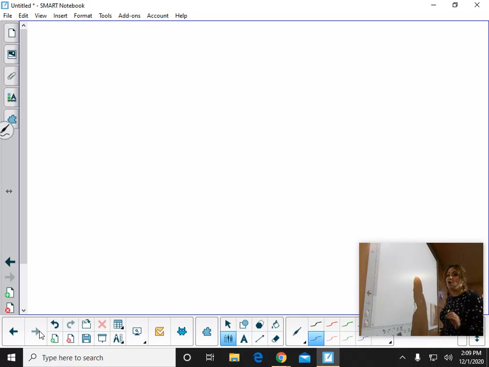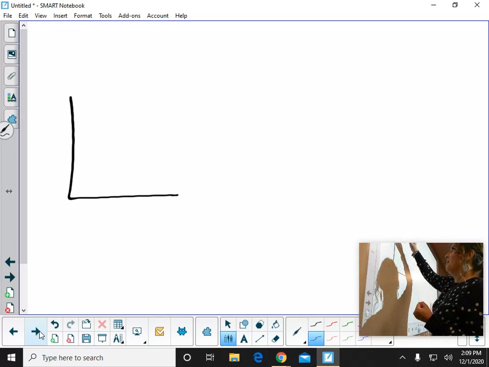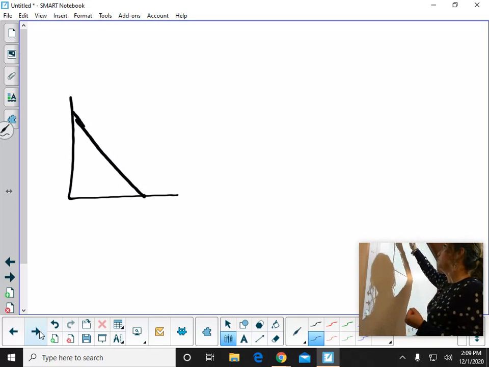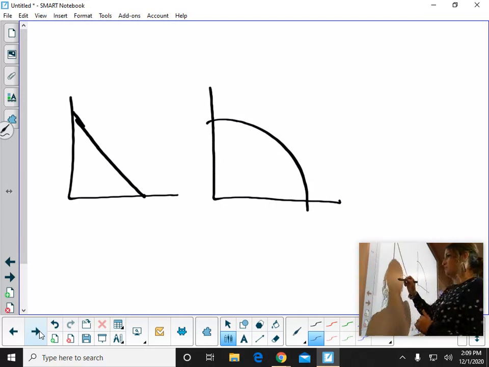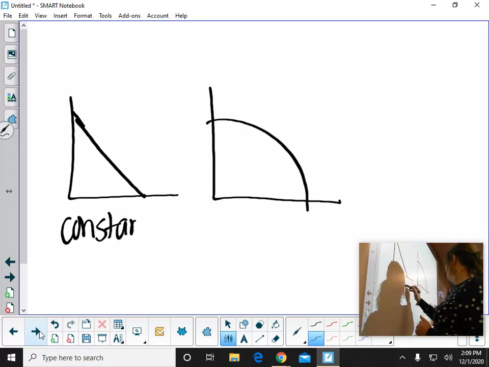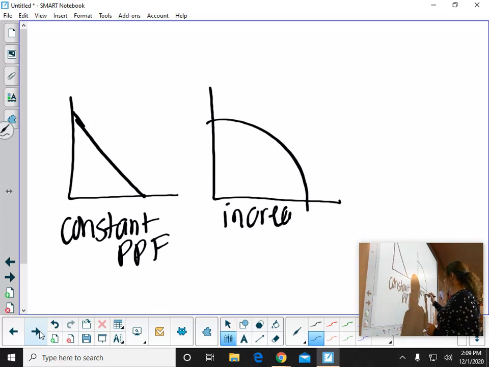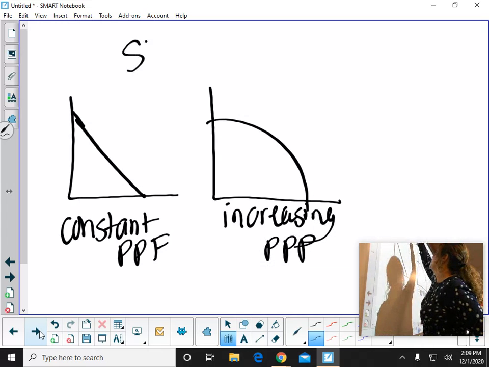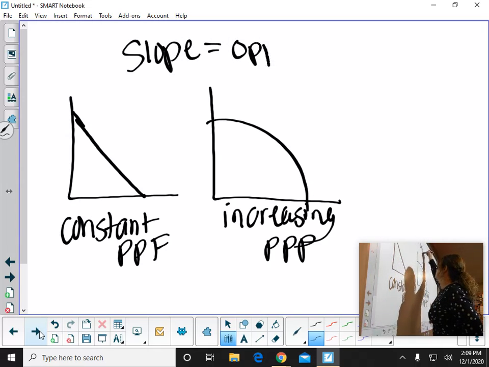Of course, not all PPF curves are going to have that curvy production line like we just have been drawing. It depends on the type of products and the opportunity cost. So there is a constant PPF curve and an increasing PPF curve. And the slopes of the PPF curve show you opportunity cost.